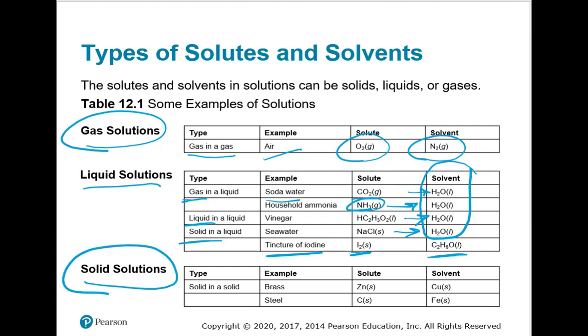We can also have solid solutions. I know this is a hard one to comprehend sometimes because you're like, a solution, but it's a solid. We can have brass, which is zinc dissolved in copper. So those two mixed together, it's a homogeneous mixture. We can also have steel, which is carbon and iron together.